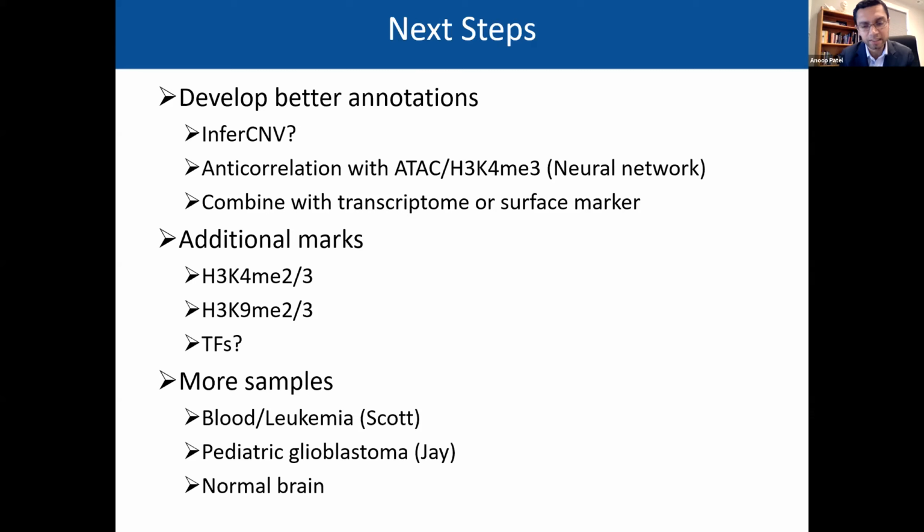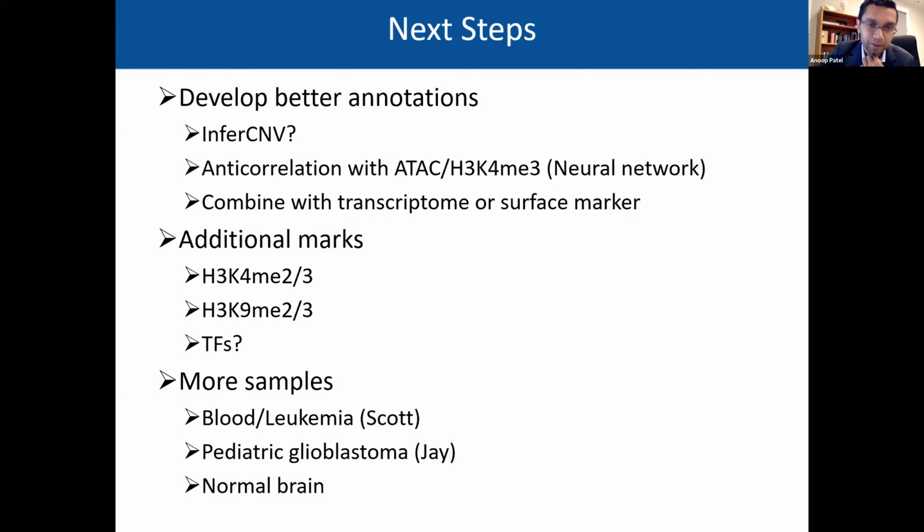The other thing that we've thought about doing is looking at an anti-correlation with ATAC-seq or H3K4me3 profiles. And Scott Furlan's been thinking about training a neural network model to do this for us. And then the holy grail of this would be to combine this type of profiling using a multi-seq method or a CITE-seq type approach in order to get either transcriptome or surface marker information.